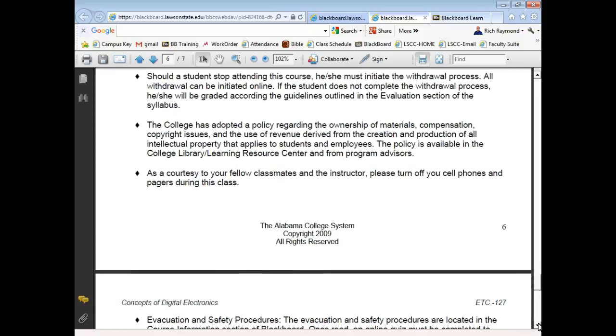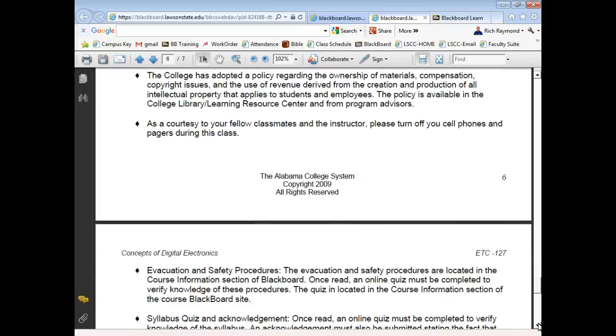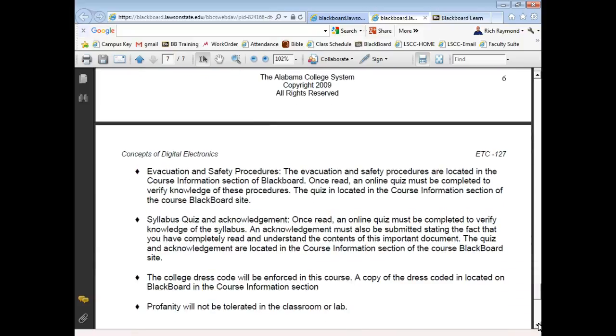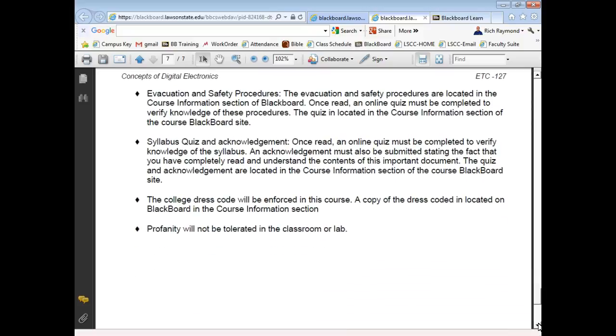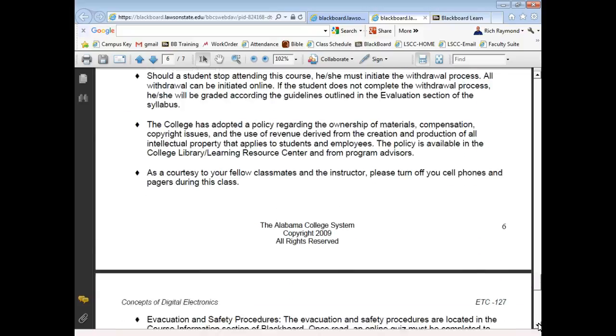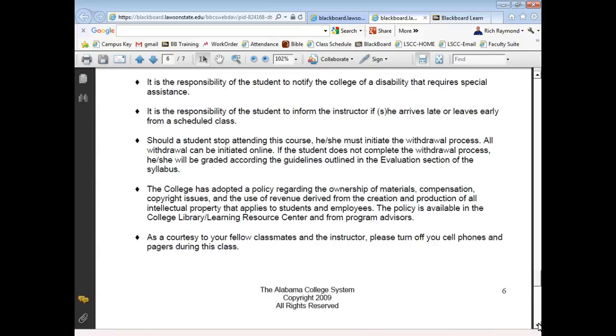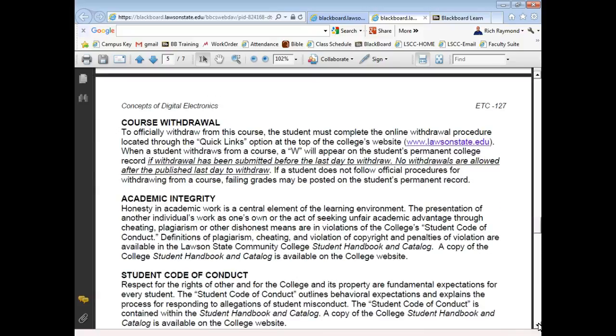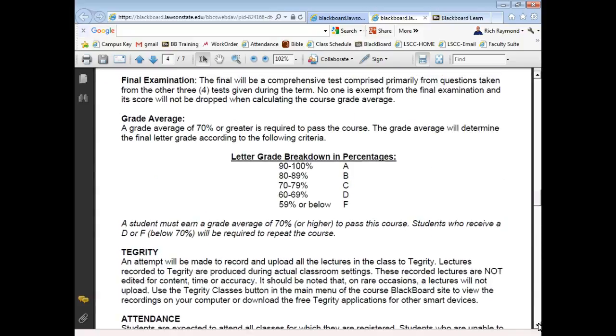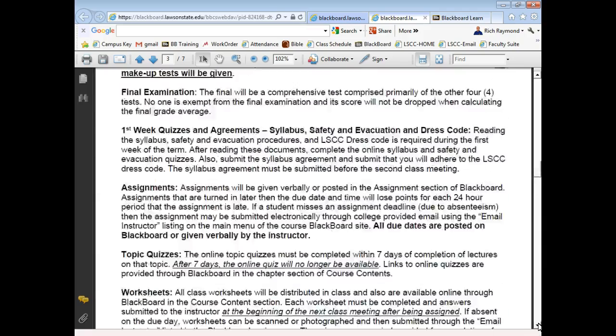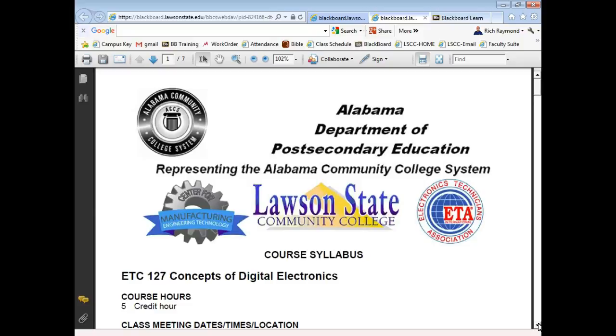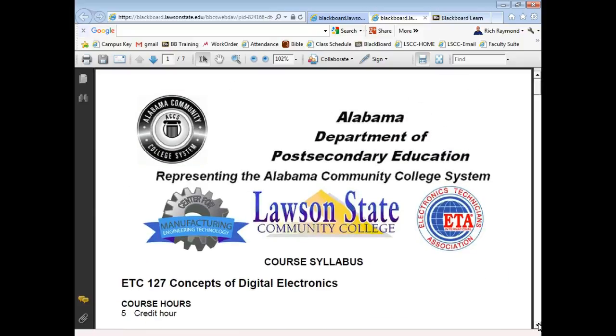Of course, it's your responsibility to drop the course, right? It talks about the syllabus quiz and acknowledgement, and then profanity. We don't use profanity in my classroom. So that's basically a pretty good brief on the syllabus. You're supposed to go in and read it. Like I said, there's a syllabus quiz on there. If you've got two computers, or a split screen, you can bring up the syllabus on one. All our computers multitask, so you can actually have the syllabus up there when you're taking the quiz. But most of it's pretty straightforward.